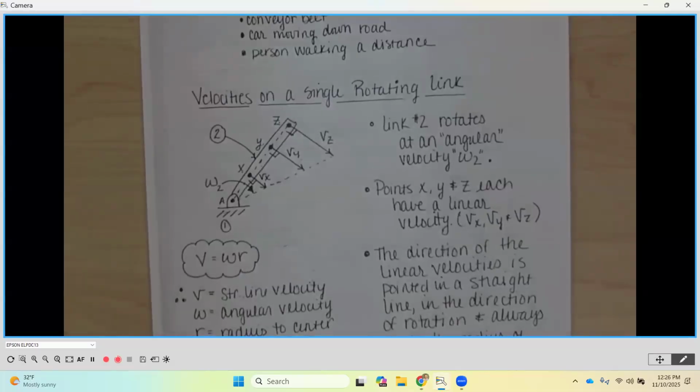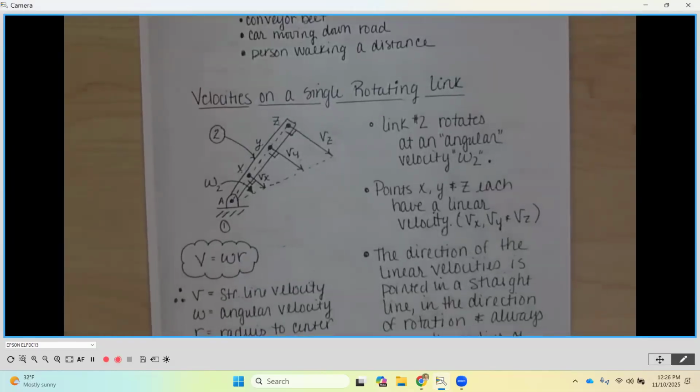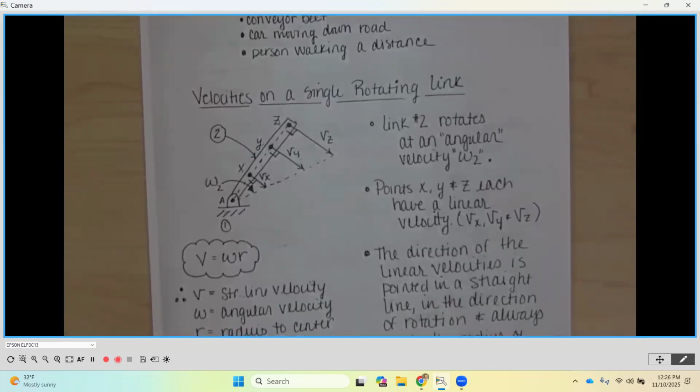velocities on a rotating link. So this is where we start looking at, okay, if we have something that's rotating, we're going to find out that we also have a component of that motion that is going to be linear velocity as well. So how are those related?